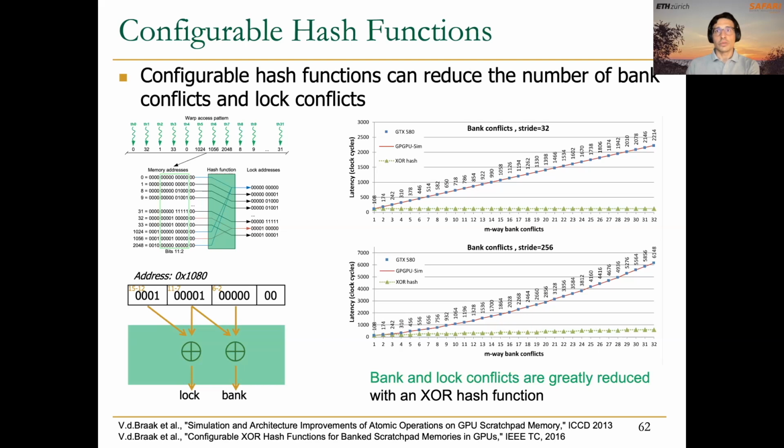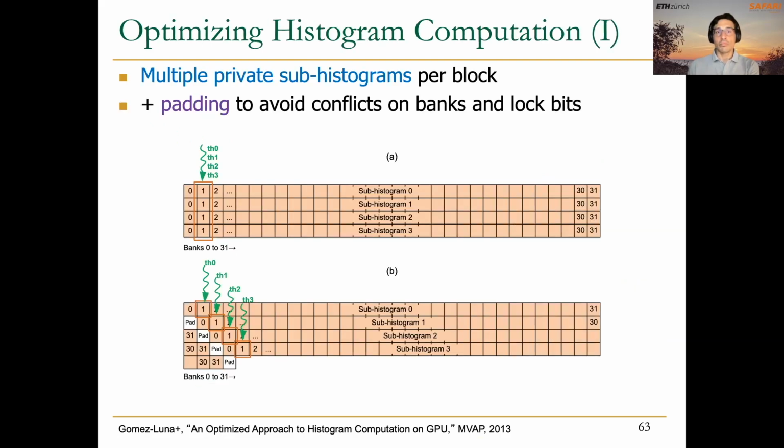So yeah, that's more or less how the atomic operations work in shared memory. Based on that understanding, we were able to propose an optimization to go even further in the histogram computation. The key idea is to continue using private subhistograms, but instead of using one single private subhistogram per block, we could use multiple private subhistograms per block. Of course, depending on the size of the histogram and the available shared memory.